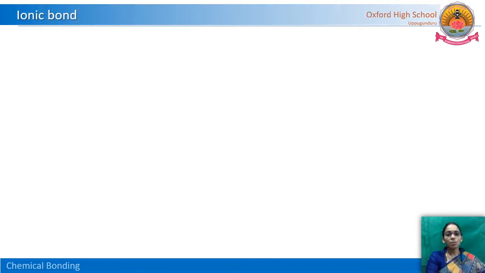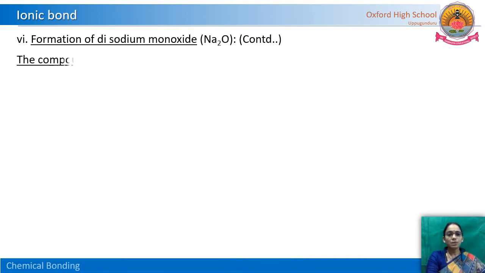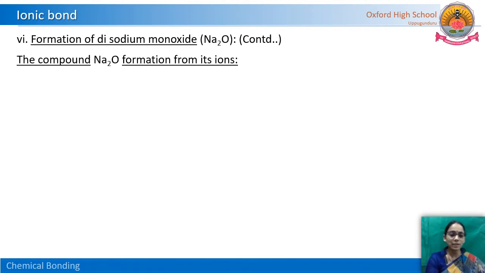Then the neutral compound. See here the formation of disodium monoxide, the compound Na2O, from its ions. What are those ions? 2Na+ and O2-. So 2 sodium cations plus the oxygen anion. Sodium is the cation and oxygen is the anion. After these two come close, what is the new product? Na2O. So disodium monoxide is formed here.